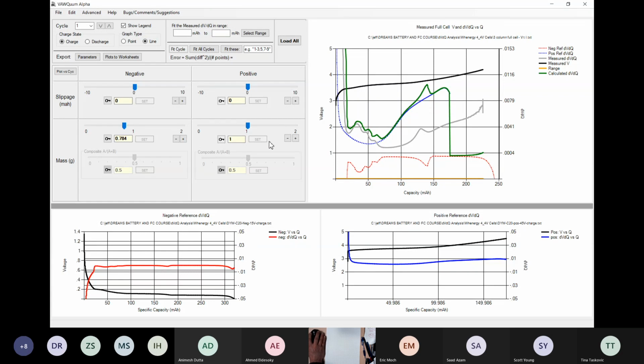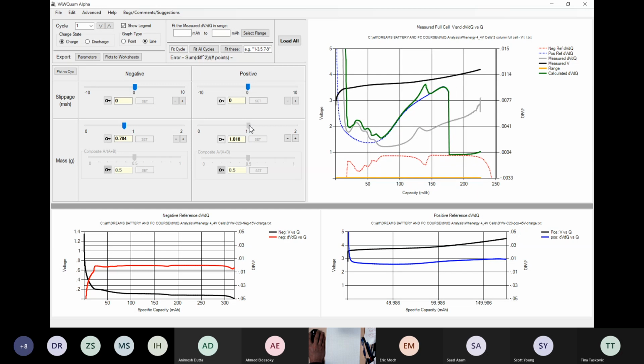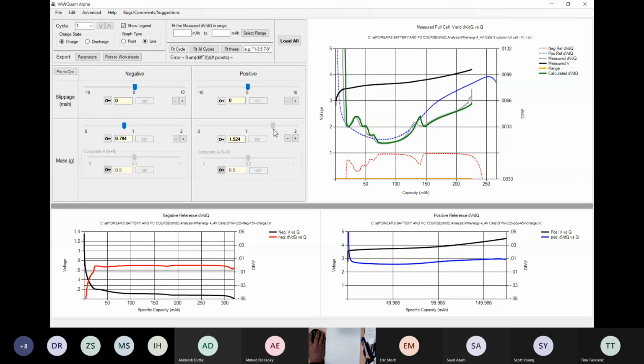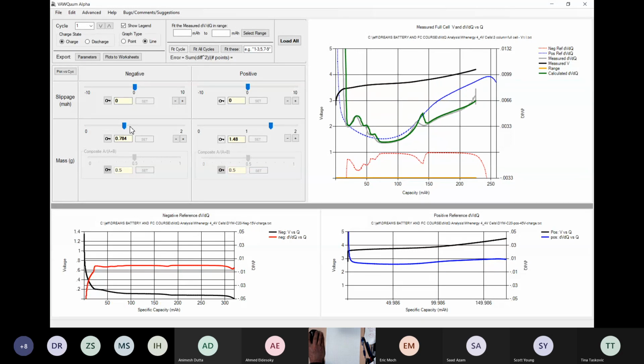But we're still way off. And that's because the positive mass is really wrong. There we go. We start to increase the positive mass. And now we're pretty close. We can readjust the negative mass a little bit more.